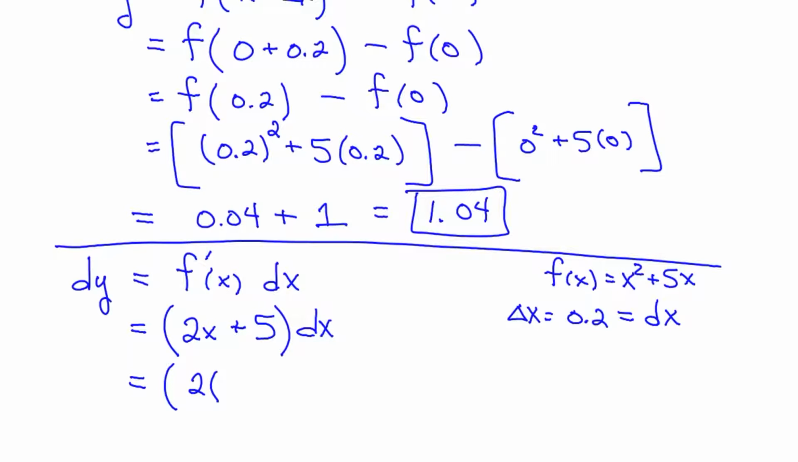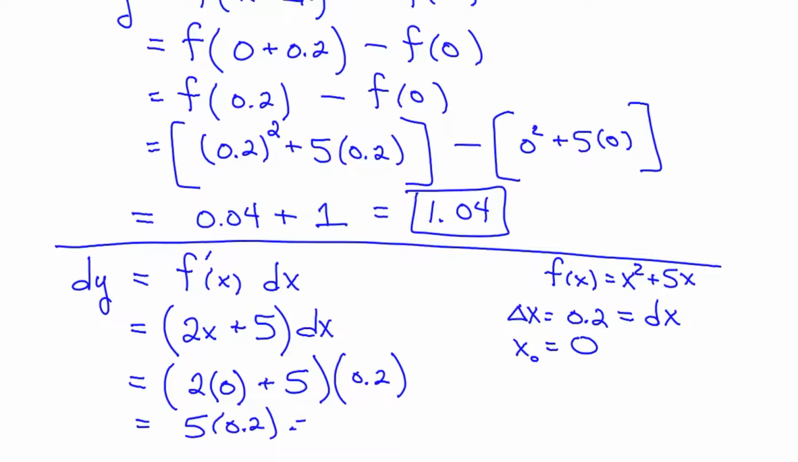So we have 2 times our chosen x value. The fixed x value was 0, plus 5 times 0.2. Well, that's just 5 times 0.2 again, and that's just 1. And notice how close these two values are. They're supposed to be.